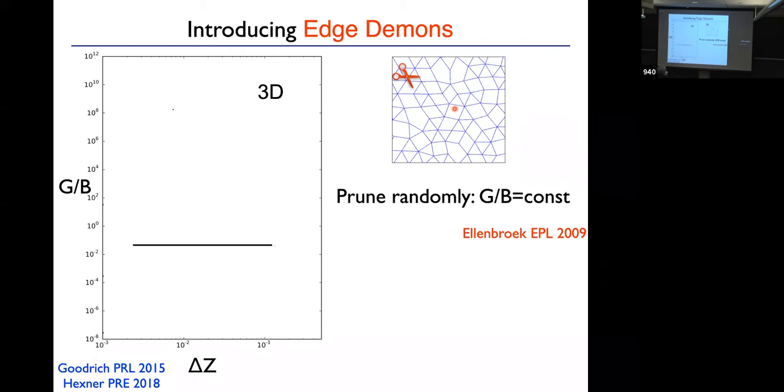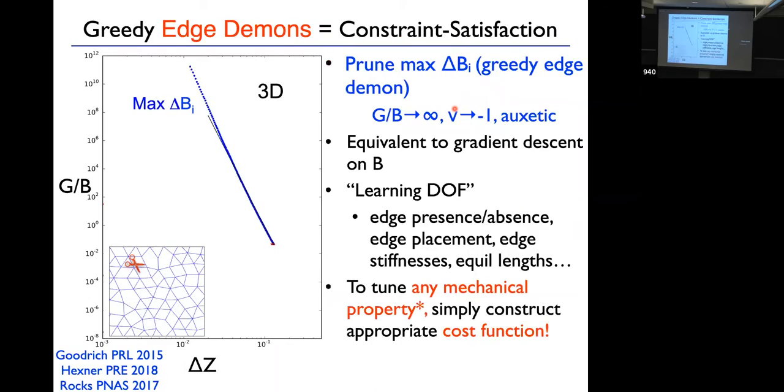Well, if I just prune randomly, it turns out that ratio stays totally fixed. As I prune my edges and I change the number of springs per node, that's delta Z here, minus 2 times the dimensionality, this is just flat if I prune randomly. But if instead of pruning randomly, I prune the bond that decreases the bulk modulus the most, that's doing gradient descent on the bulk modulus, then the bulk modulus decreases much faster than the shear modulus, and this ratio just shoots up.